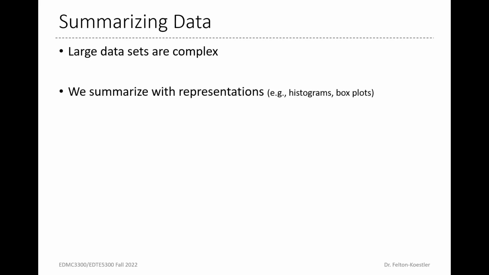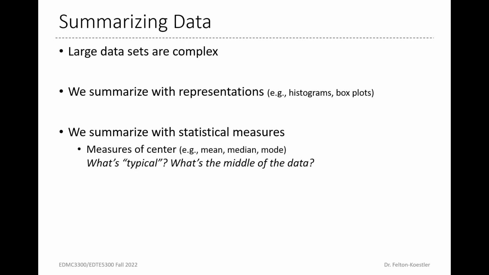In reality, we really only need to do this kind of work when we have a larger data set. The data is so complex, we can't make sense of it. It's too many data points to look at, so we need to find a way to summarize it. One way we do that is with representations. We looked before in class at things like histograms and box plots. Another way we do it is with statistical measures. Things like measures of center, like mean, median, mode.